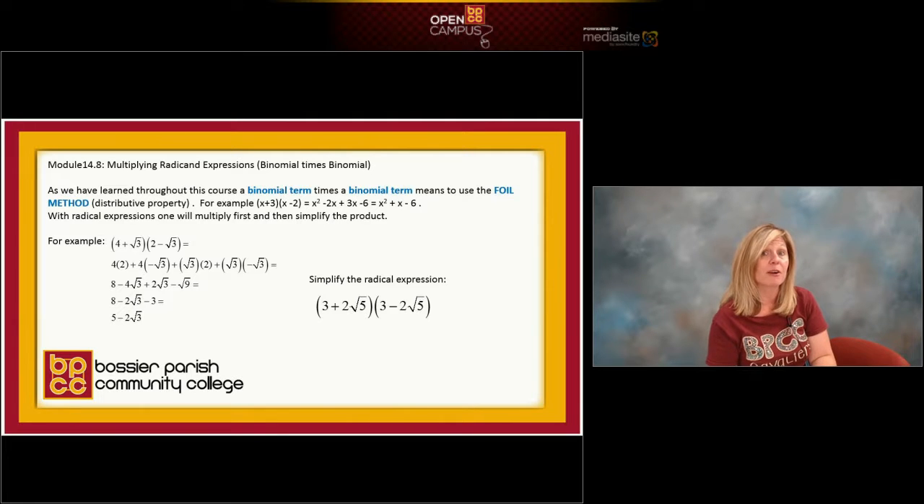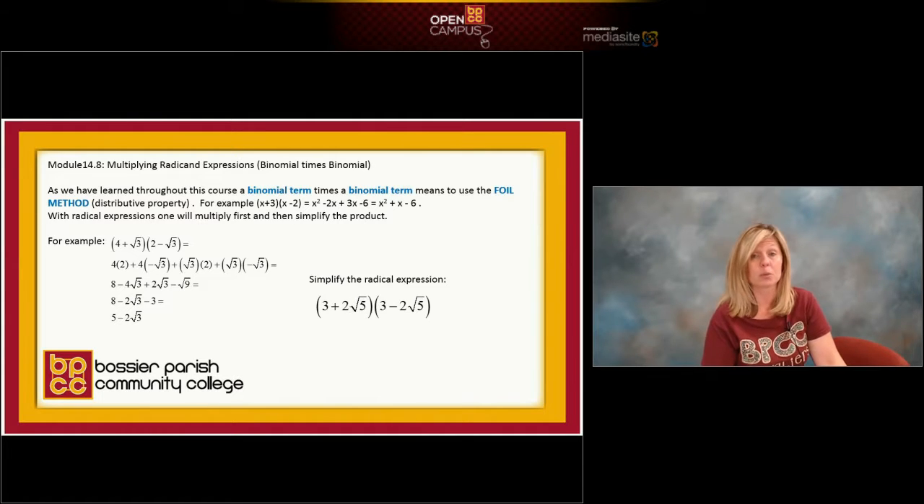What does FOIL stand for, everybody? That's right, it stands for first, outer, inner, last. That tells you which term to multiply to which term when you have binomials. So let's review from polynomial world. If I had the binomials x plus 3 and I was going to multiply them to x minus 2, the first term would be x times x, which is x squared. The outer term would be x times negative 2, which is negative 2x. The inner term would be positive 3 times x, which is positive 3x. And your last term would be your positive 3 times your negative 2, which is your negative 6.